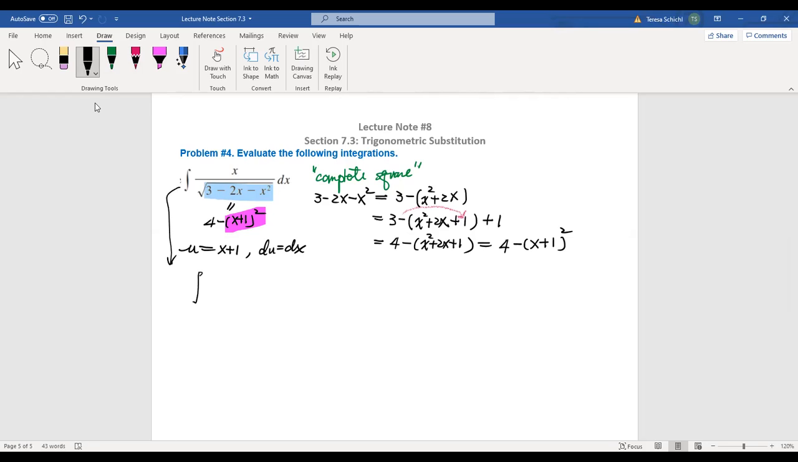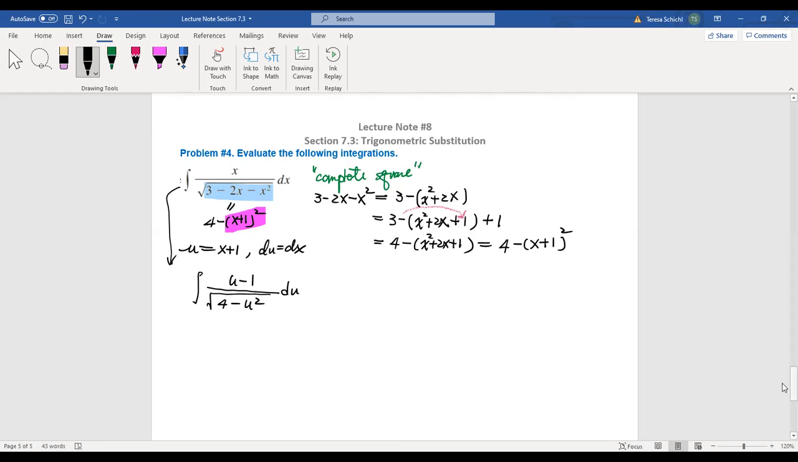So what is this going to change to? If u is equal to x plus 1, then this will be 4 minus u squared, right? And du equals dx, so here is du, no problems here. And now, what is x? u equals x plus 1, so x equals u minus 1. Yes, right? So we change that. Now this is the form we are familiar with, 4 minus u squared.